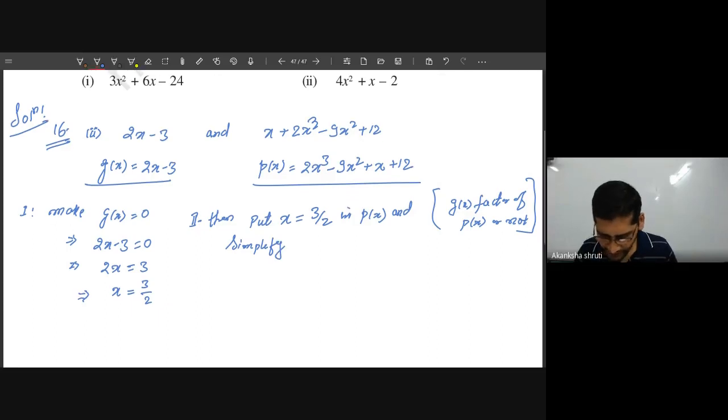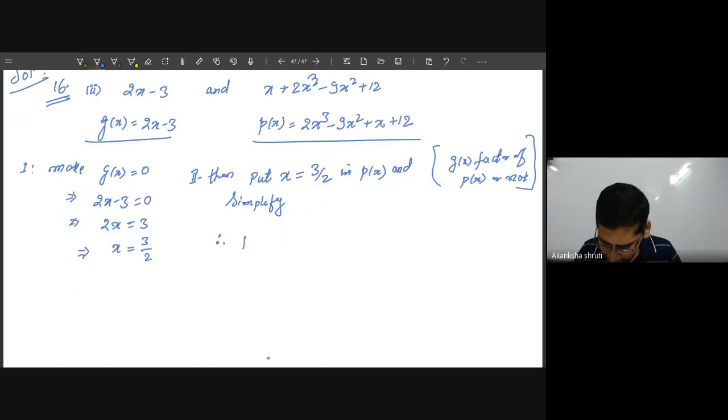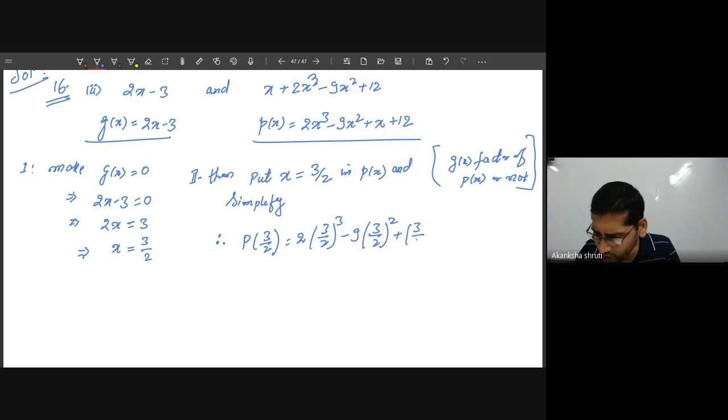This we are going to do. So therefore, what we are going to calculate? P of 3/2. How we can calculate? By substituting in this p(x): 2 into (3/2)^3 minus 9 into (3/2)^2 plus 3/2 plus 12. Students, this calculation or simplification is very important. So this way, in place of x in p(x), I have substituted 3/2.